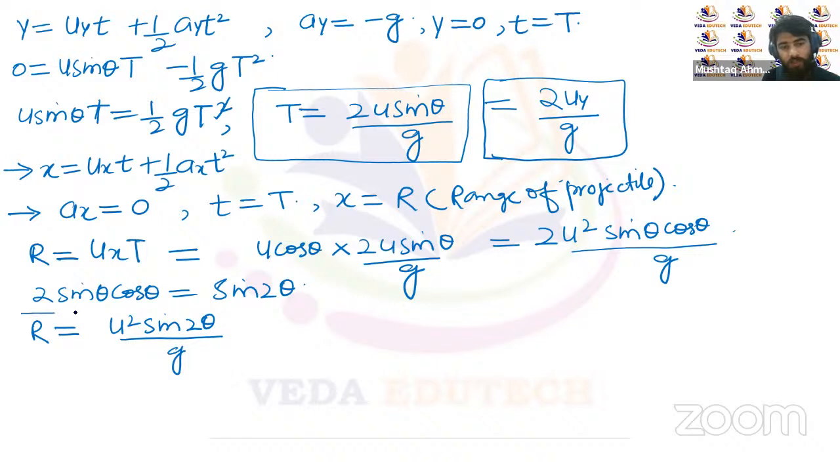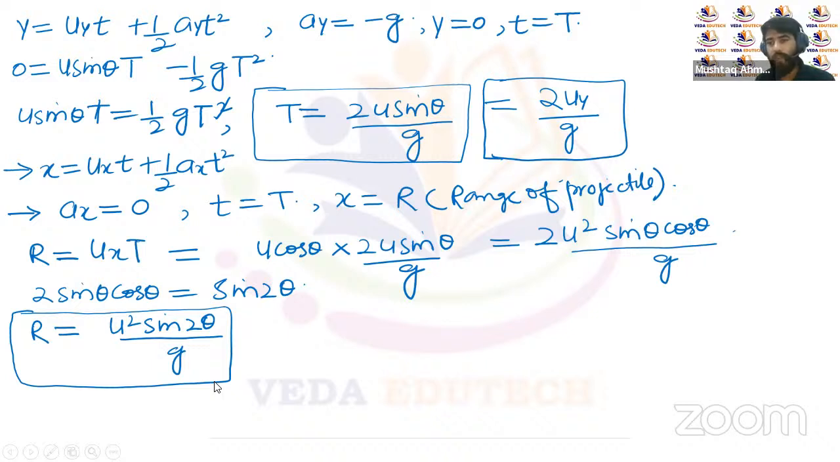So this is the range of this projectile, right? This is the equation for calculating the range of the projectile. So range is equal to u square sin 2 theta over g, correct? Once again, our range depends on two factors. One factor is the initial speed with which it has been projected. Another factor is the angle with which it has been projected with respect to the horizontal, right?